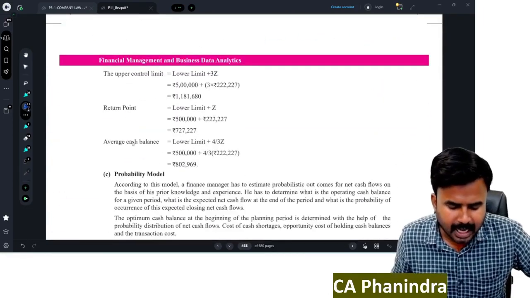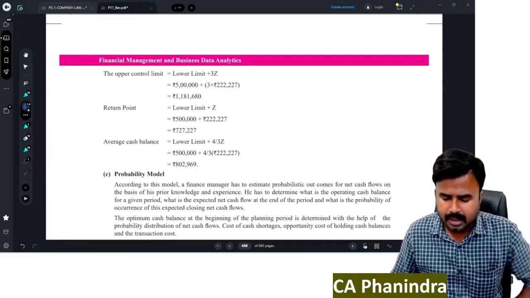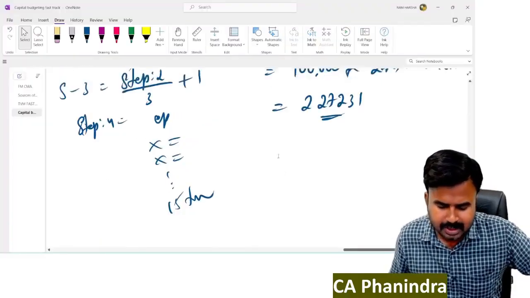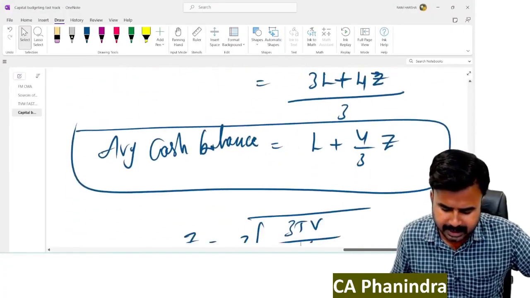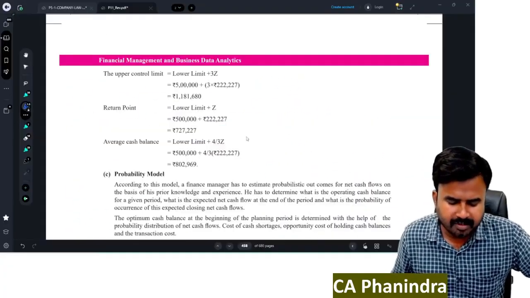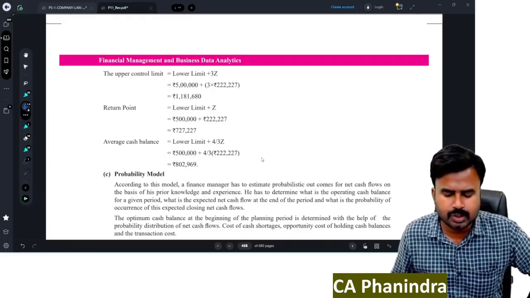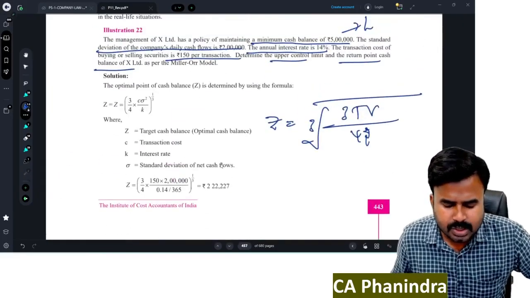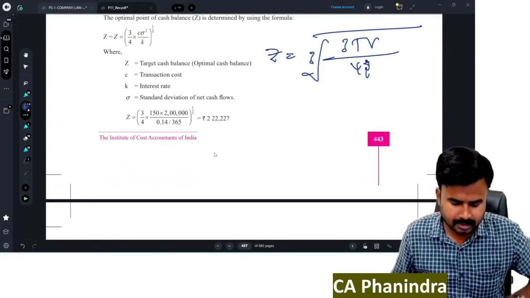And then average cash balance. What is the formula for average cash balance? L plus R plus H by 3, or else just now I told you we have one more formula, L plus 4 by 3 Z. That's the formula they have applied here. L, lower limit 5 lakhs, plus 4 by 3 into Z, 2,22,227. Okay. In this way you can arrive at the numbers.